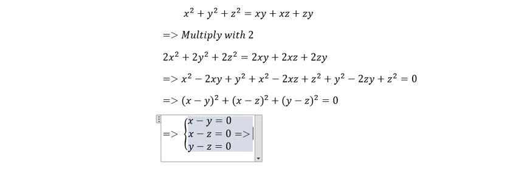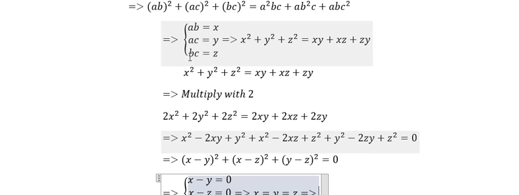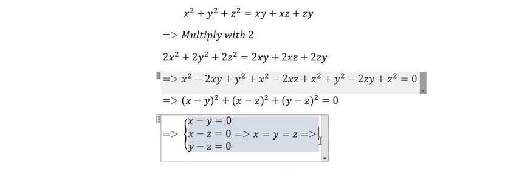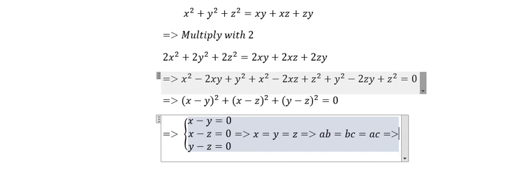So we can put x equal to y, x equal to z, and then based on ab, ac, and bc, we can put ab equal to bc and bc equal to ac. And in this situation, we can put a equal to b equal to c.